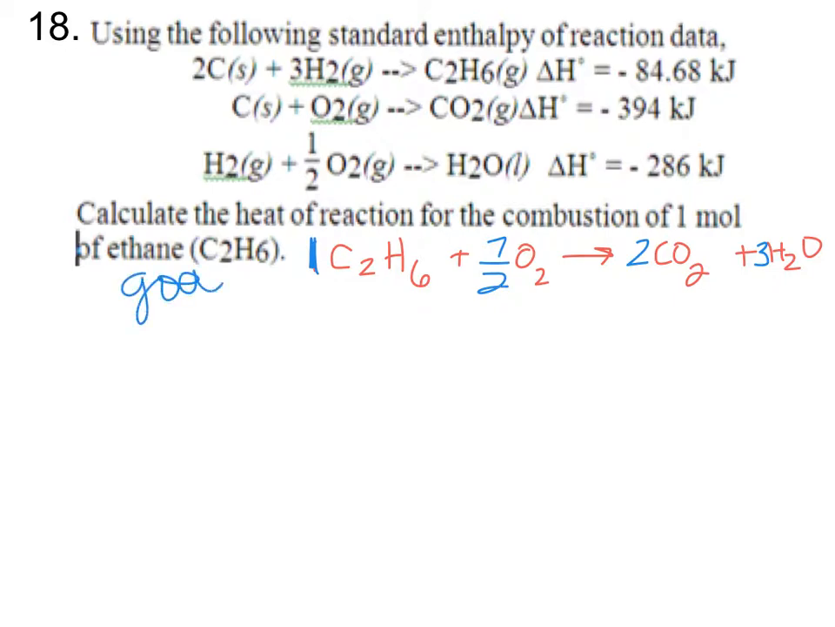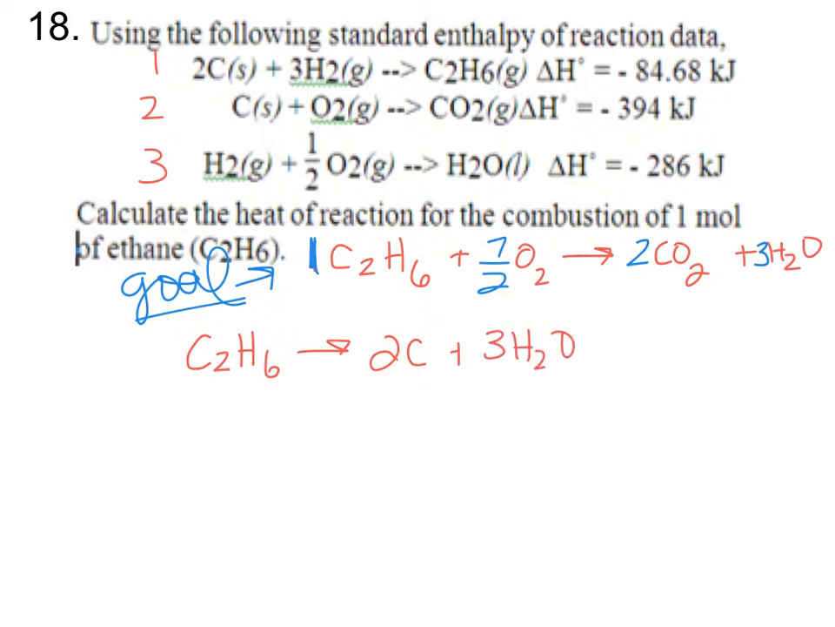So this is my new goal now. And now I can manipulate again the same way I did before. I'm just going to call this equation 1, 2, and 3, to give you all a reference point. So I'm going to start with the first one like I always do. And I notice that in equation 1, the ethane is a product, but I need it to be a reactant in the goal, so I'm going to flip that first equation and do C2H6 gives you 2C plus 3H2. So then I have to change the sign to plus 84.68.